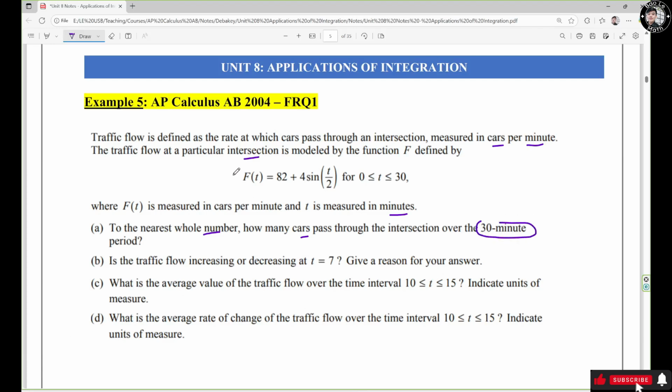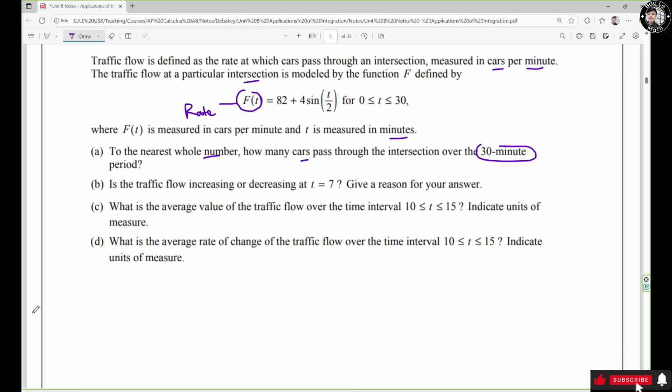Alright. Now remember, this one is the rate, right? So when you take the antiderivative of this one, you get the number of cars. So for question A right here, you have the interval from 0 to 30, because it says over the 30 minutes period. From 0 to 30 of 82 plus 4 sine of t over 2.